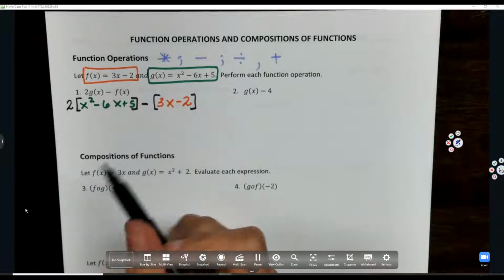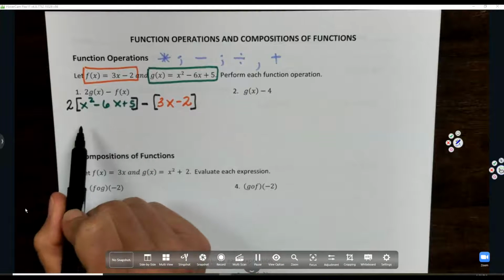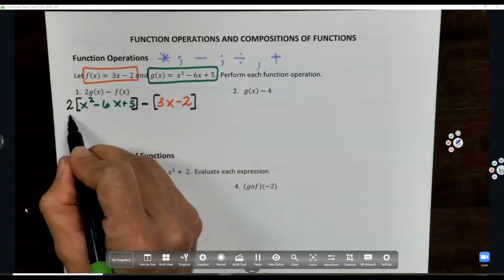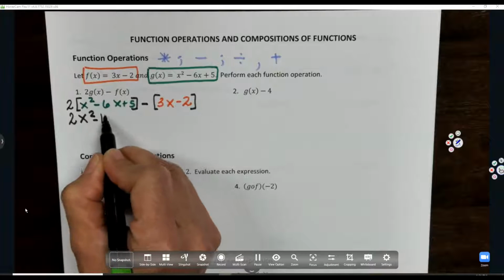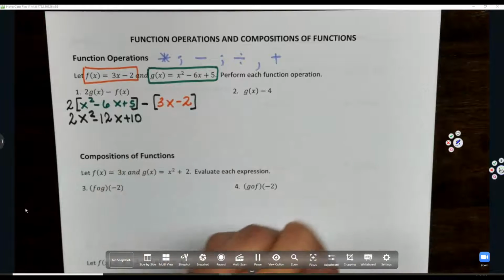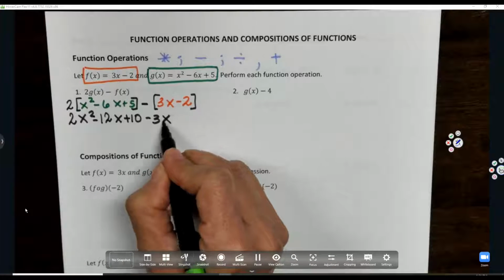Okay, speaking of distributing, let's go ahead and distribute the 2. How many times are we distributing the 2? Yeah, 3 terms, 3 times. Good job. So this is going to be 2 times x squared minus 12x plus 10 minus 3x plus 2.